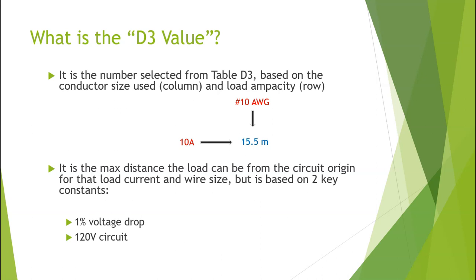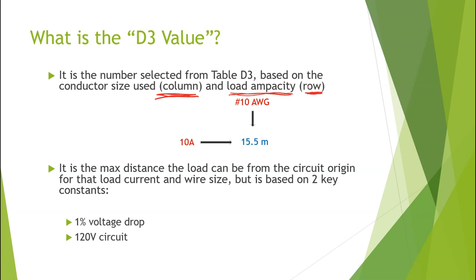But just to reiterate, what is the D3 value? Well, it's based on conductor size, and the conductor size is used to determine the column of table D3 to use, and it's also based upon the load ampacity, that is how much current our load is actually drawing, and that would be the row within table D3. So when we go into table D3, we have to come at it from the perspective of having these two pieces of information already for a standard voltage drop calculation.